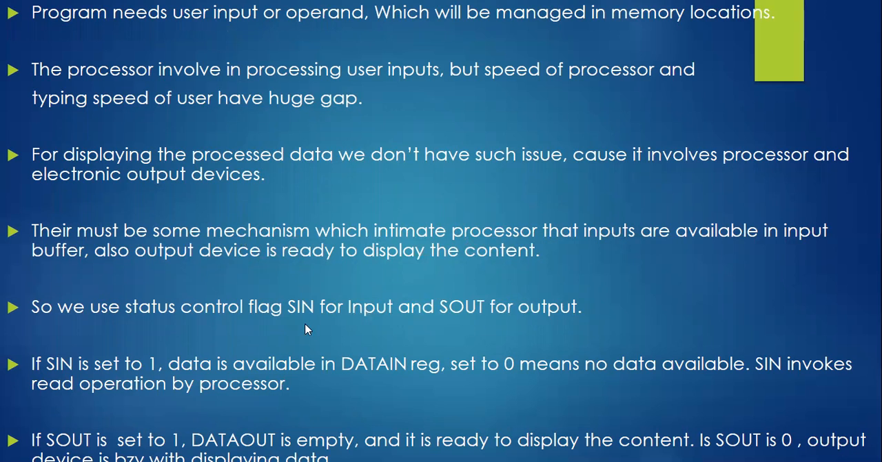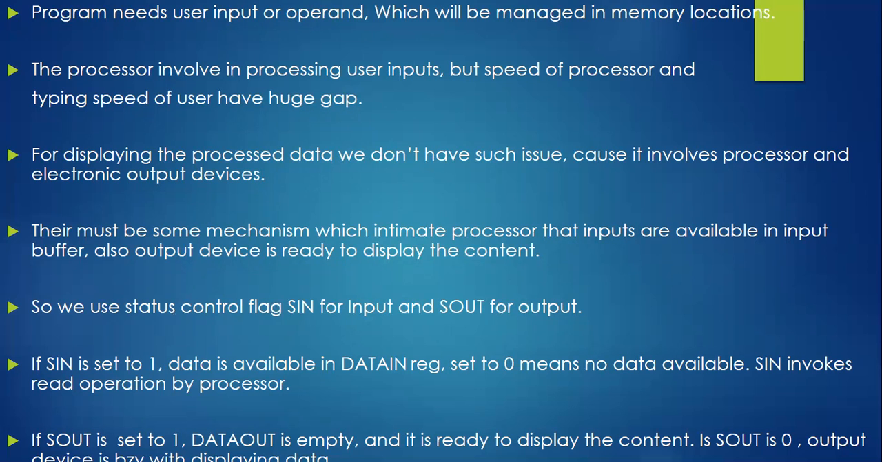Compared to the user, output units are fast in displaying the content. But when we compare the output unit with the processor, we still have a huge gap. The working speed of the processor and the working speed of the output unit have a huge gap. So what do we need to do? We need to add a mechanism for both input and output. The concept is very simple.